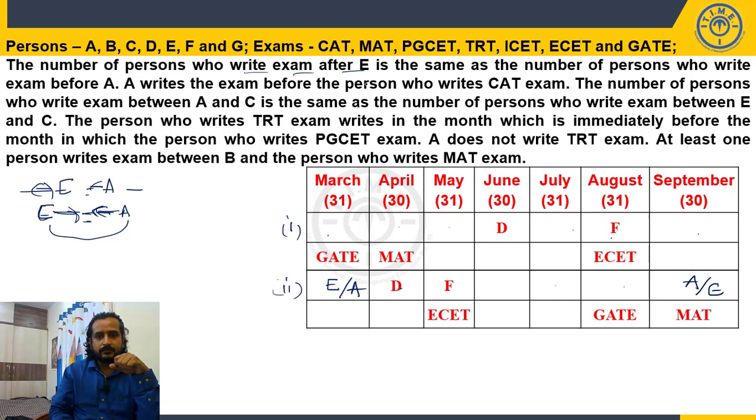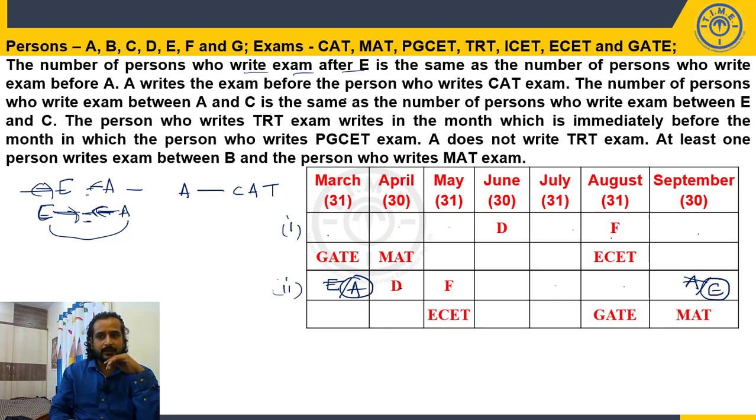A writes the exam before the person who writes CAT. A writes the exam before the one who writes the CAT exam. So A cannot be the last person to write the exam. So this is E and this is A in this case. But in this case we don't know where E and A will come.